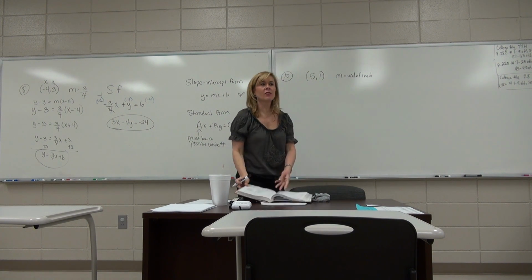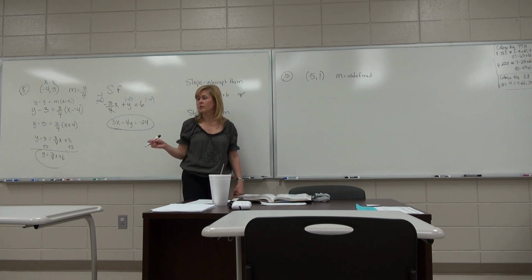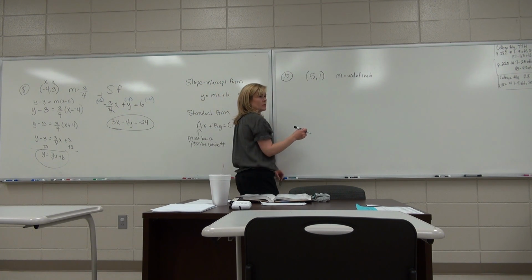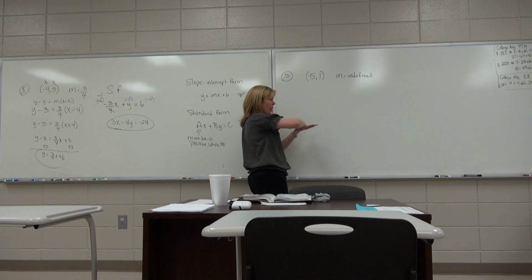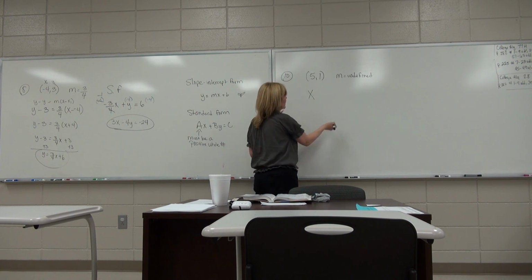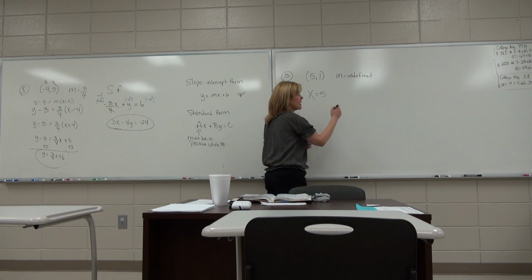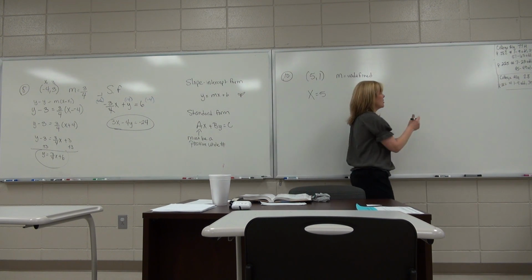Well, what kind of line from last time had an undefined slope? A vertical. And a vertical line is in the form x equals. Now y equals, all the y values would be the same, so that would be horizontal. Vertical is x equals, right? So on here you just have to say x is equal to, what is the x part of this point? 5.